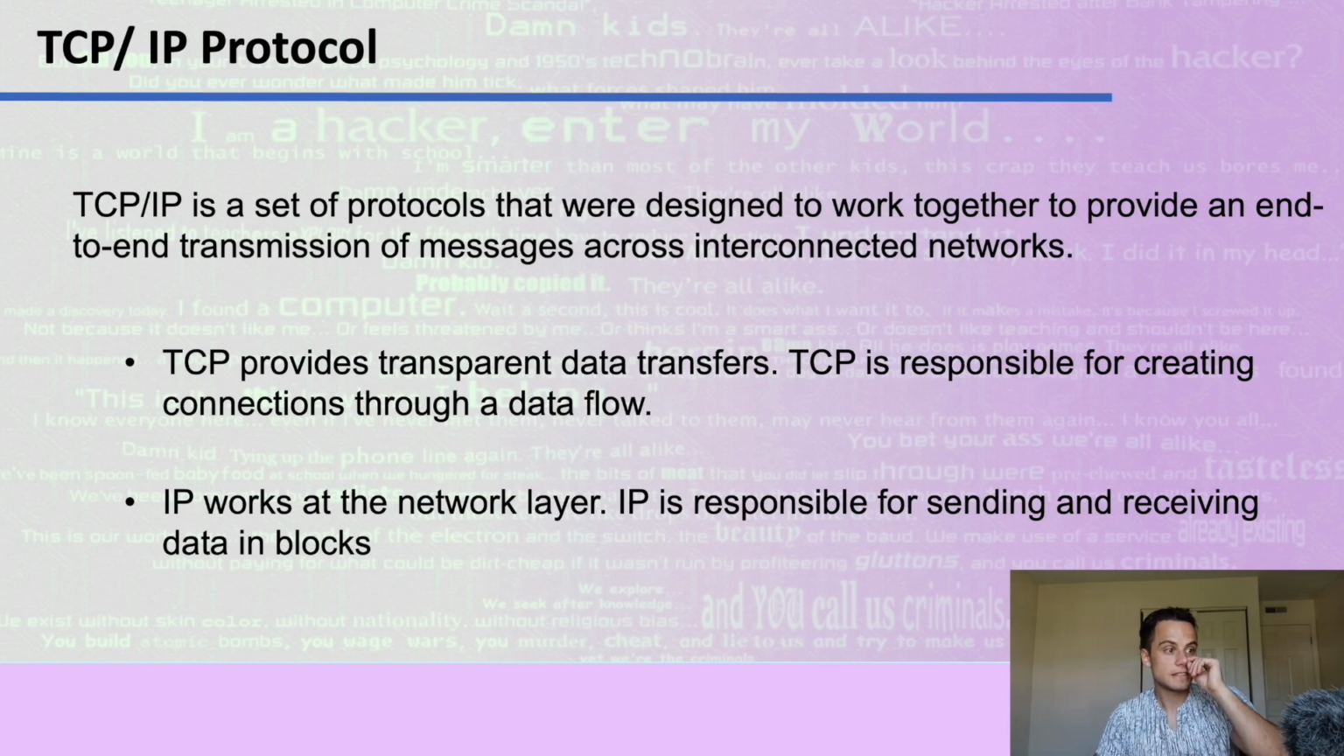On the other side, IP is responsible for sending and receiving data blocks. The aim of IP is just to find the right IP address or the right route to a system, but it doesn't guarantee that the data actually reaches the right destination. For that reason, we usually use TCP and IP at the same time.